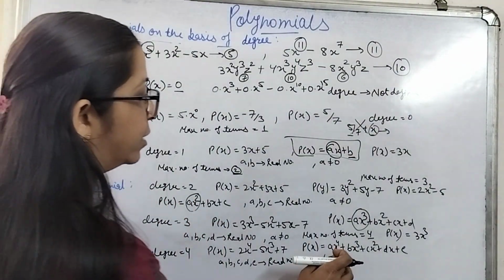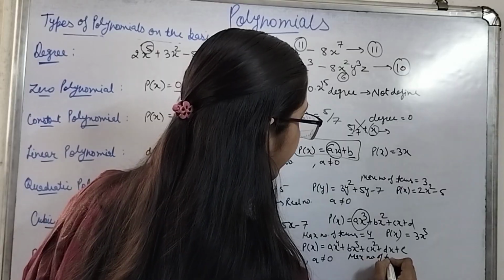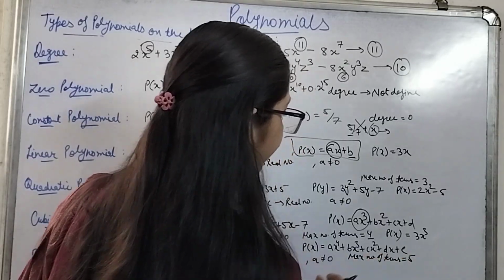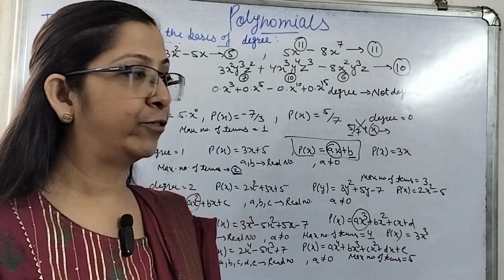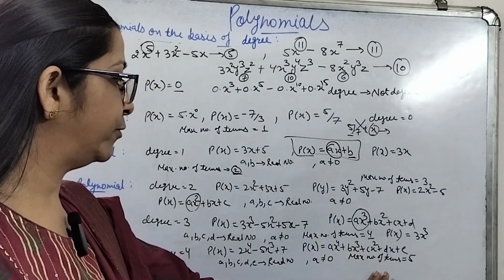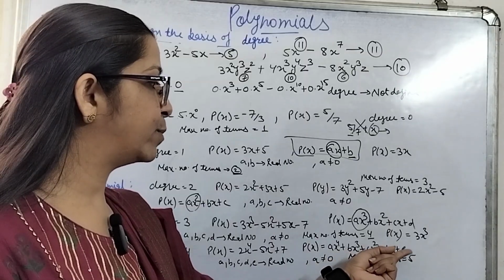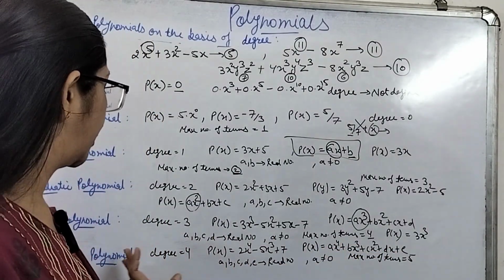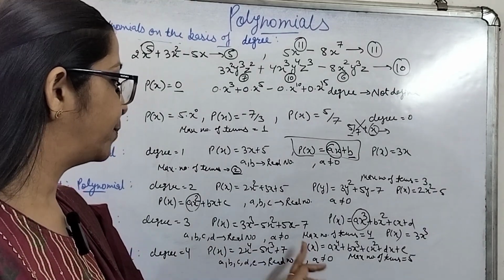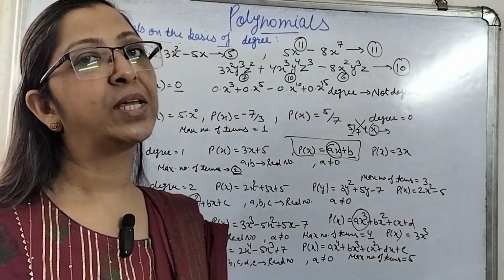We can see over here that the maximum number of terms in a biquadratic polynomial will be 5. It could be less than that, but it cannot be more than 5. So the maximum number of terms will be 5. ax raised to the power 4 plus bx cube plus cx square plus dx plus e will be the standard form of the biquadratic polynomial in terms of x, where a, b, c, d, e are any real numbers and a cannot be 0.